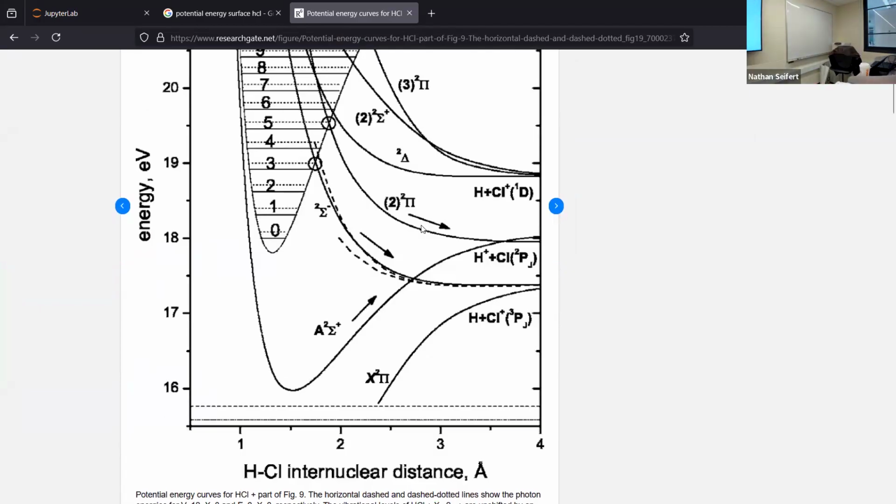HCl internuclear distance. Right, so this one's way off. This one's way low. It's super stable. So let's not look at this. This is the first excited state, the first electronic excited state of HCl. And you can see that the behavior looks a lot like our Morse oscillator.